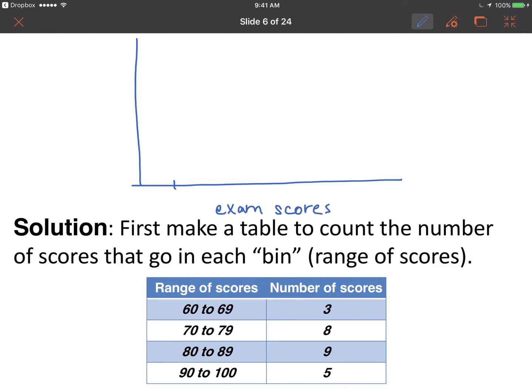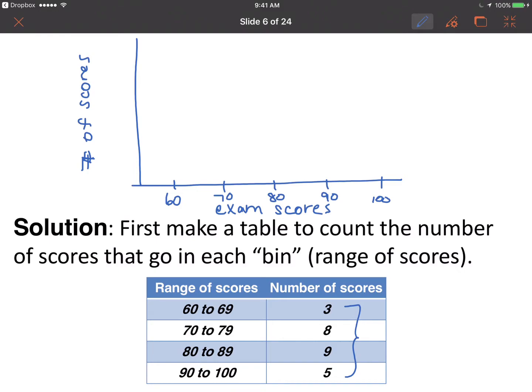And I'm going to mark 60, 70, 80, 90, 100. On the y-axis, those are the number of students that got those scores. So I'm going to say number, that's supposed to be a hash mark, of scores. And here I look at my numbers here and I can see I need to go 3, 8, 9, and 5.